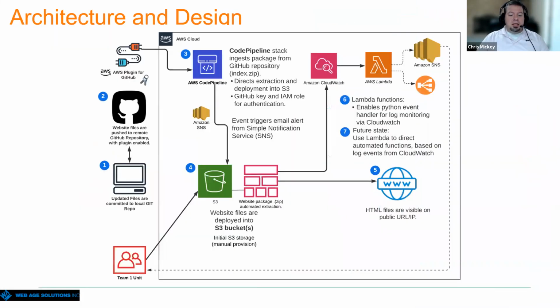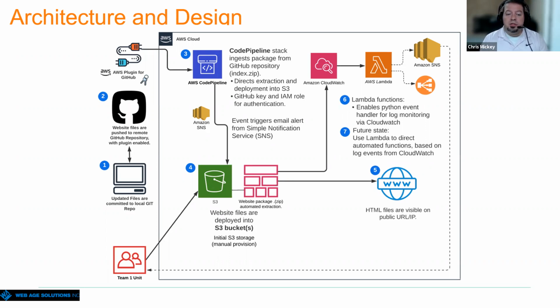So this is the page that Angelique would have been presenting had she been able to be with us today. I'm going to do that in place of her. So first we start with local files on our Git repo that get pushed up to GitHub. And then we use the AWS plugin for GitHub to connect us to CodePipeline. And what that allows is when we make changes, it lets CodePipeline know to go grab the repo, and then it pushes things through as a zip file up to an Amazon S3 bucket.